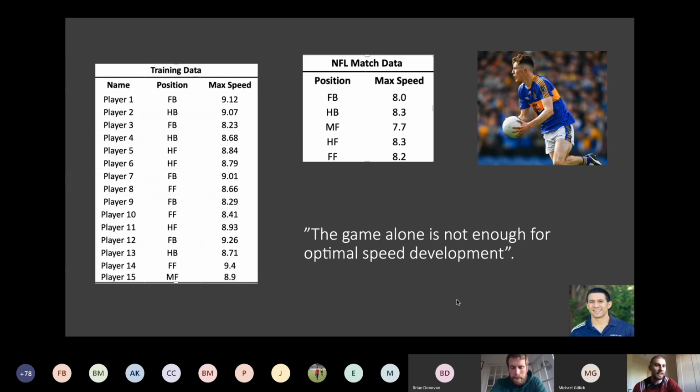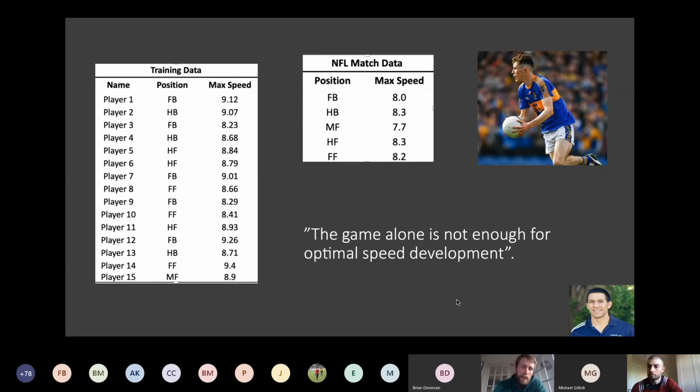So what we've identified is that we can't rely on the match to provide the speed stimulus to increase the player's speed. If we rely on the match, they're not getting exposure to the maximum speed that they can reach, and that's a key criteria to improving or maintaining speed in an athlete.